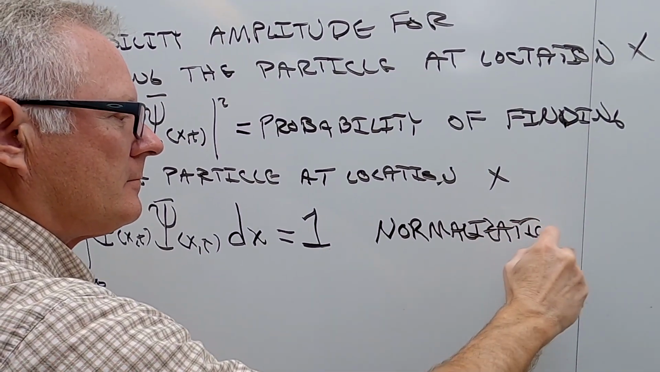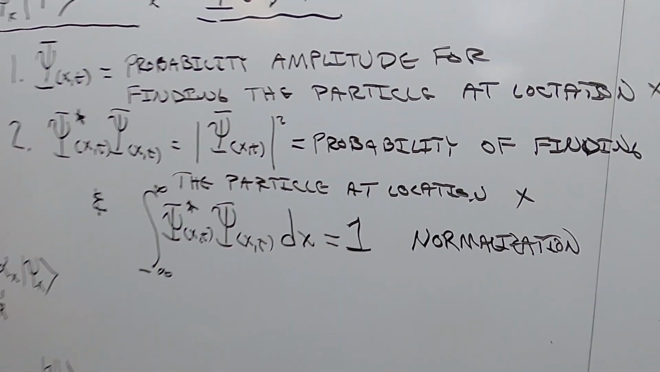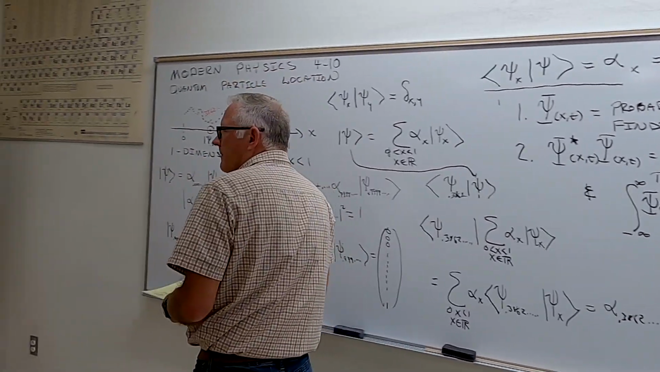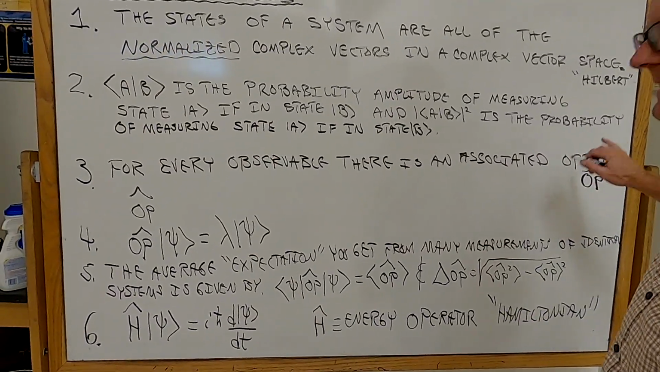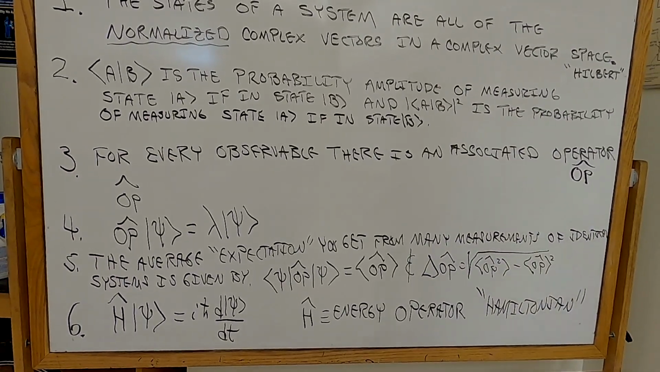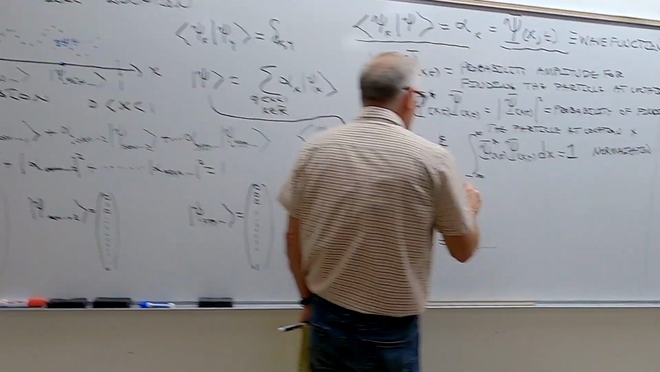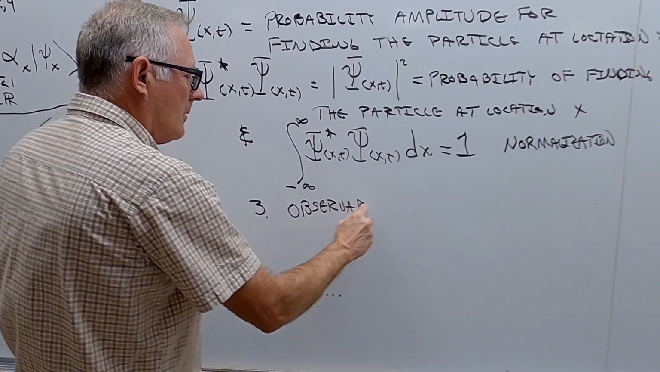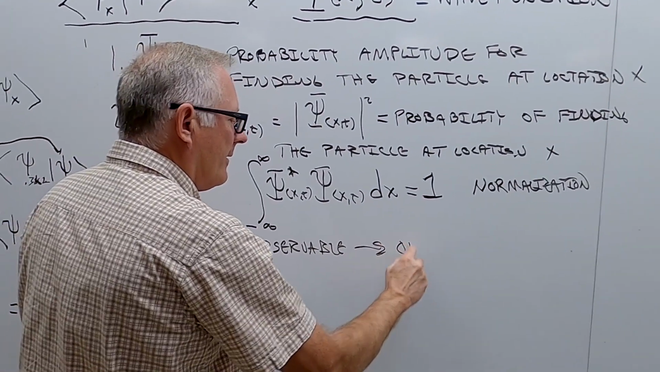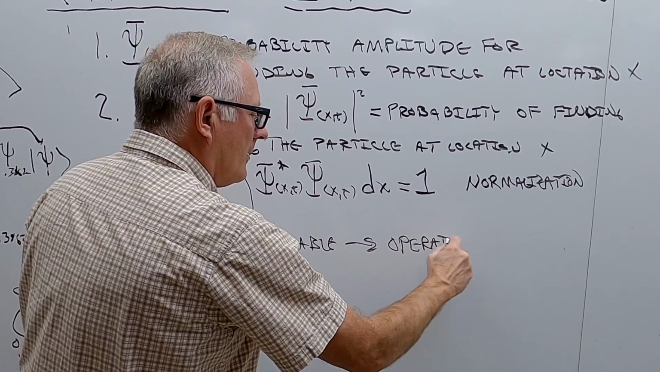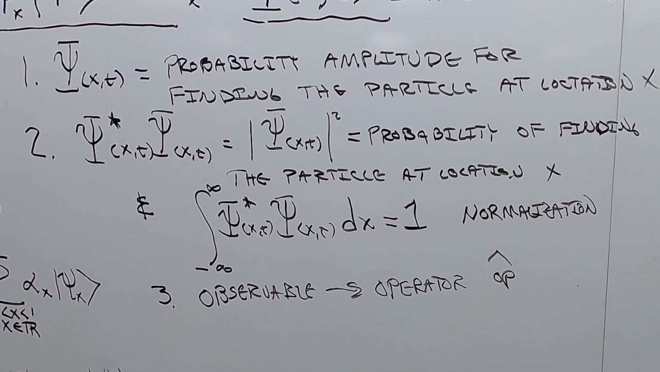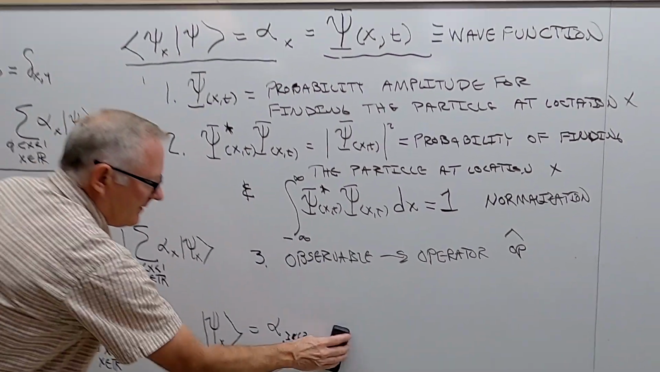Normalization. Okay, so we've got that right there. Let's look at the next rule. For every observable, there's an operator. That stays the same. Okay, so for every observable you get an operator. That's not going to change right here. Let me just erase this thing right here.